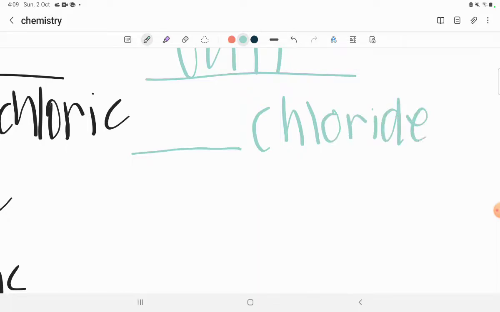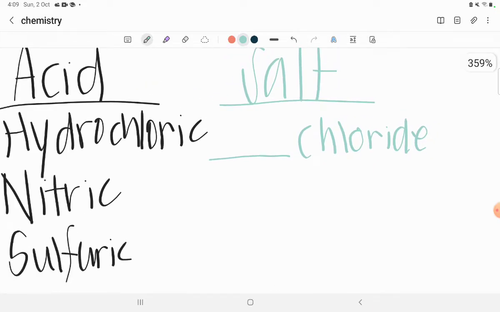Chloride. So if I react magnesium with hydrochloric acid, then it will be magnesium chloride. If zinc reacts with hydrochloric acid, it will be zinc chloride. You know what I mean? So it's just the name of the reactant.